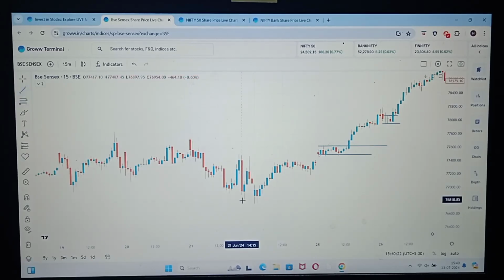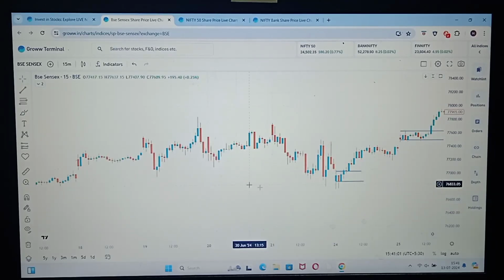Again 9:45 at 24 June. So 24 June, clearly marking the high and low. So here you can see at 10:30 you'll see a bullish candle. So 77,037 mark. From here it will go till 366, 300 points, easy points.